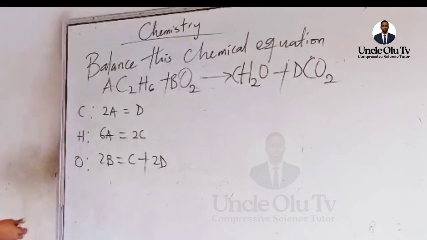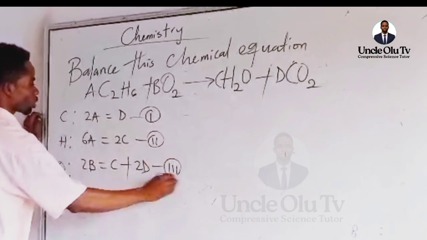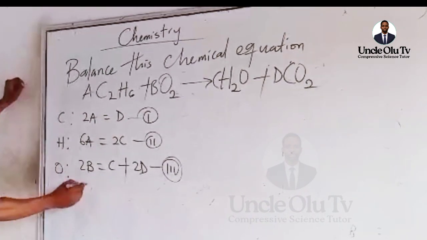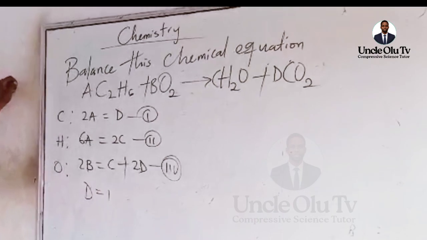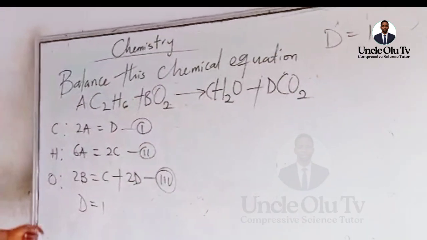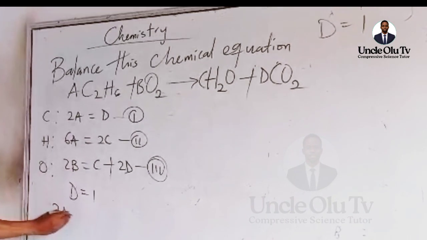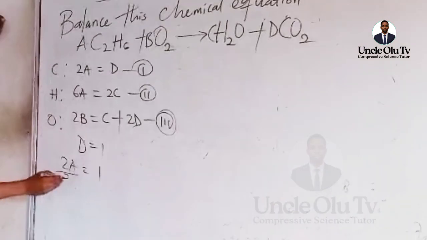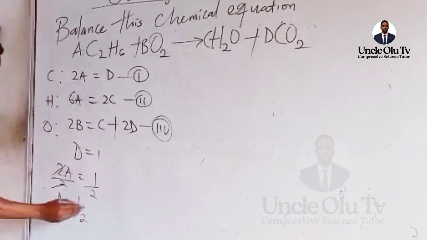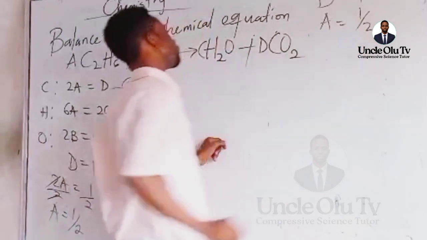So then I can now call this equation 1, equation 2, equation 3. Now, D is standing alone here, that means D is 1. Are you getting it? Let's say our D is 1. Now we can get our A by substituting 1 here. 2A equals 1. Divide both sides by 2. A equals 1 over 2.